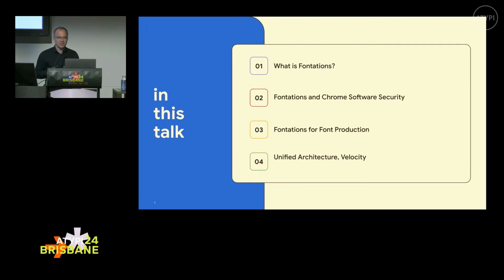So let's dig in a bit deeper. I'll explain what it is that we call fontations, how we use fontations to improve font security in Chrome, and how fontations helps us accelerate performance in font production. I have some numbers and examples on that. And lastly, how do we gain engineering velocity from using fontations and sharing the same set of libraries between Chrome and Google Fonts?